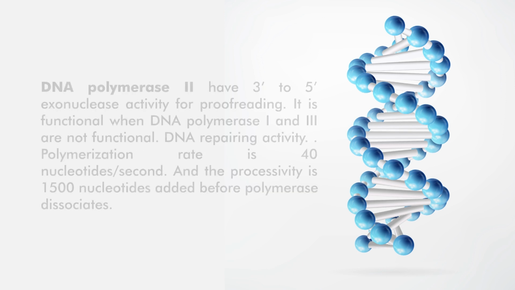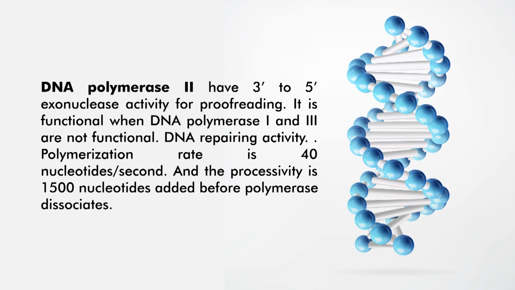dissociates. Similarly for DNA polymerase II, the functions are, first, it has 3' to 5' exonuclease activity for proofreading. It is functional when DNA polymerase I and III are not functional. DNA repairing activity is also present, the polymerization rate is 40 nucleotides per second, and the processivity is 1500 nucleotides added before the polymerase dissociates.